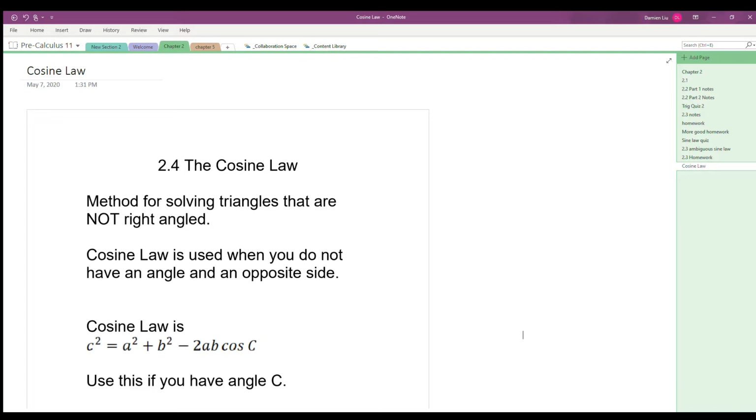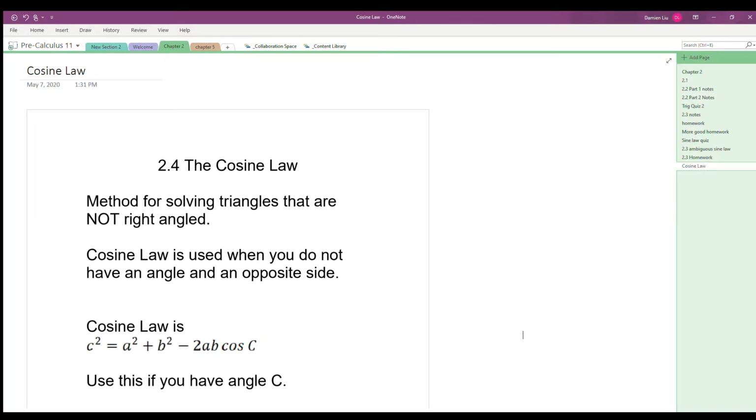Now the difference between the two is that for sine law, you needed to have a matching pair. You got to have an angle and an opposite side. For cosine law, you use this whenever you don't have that situation. So if you don't have an angle and an opposite side, then you need to use this method.